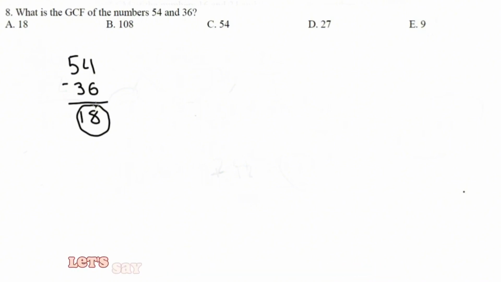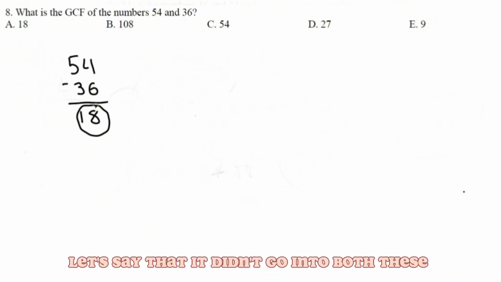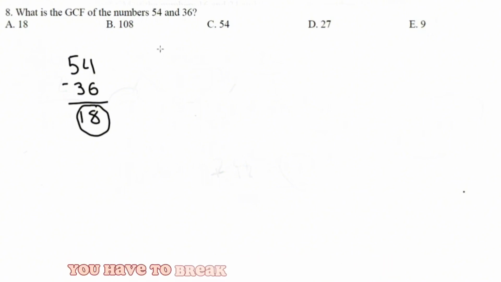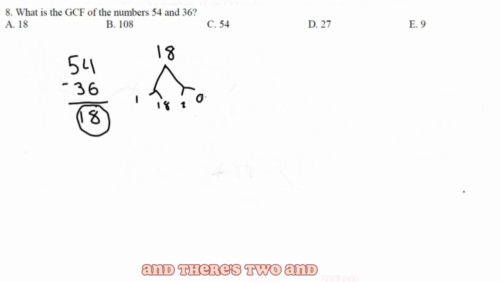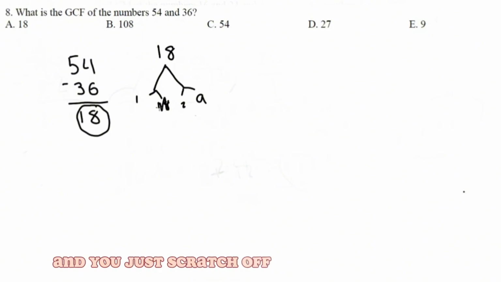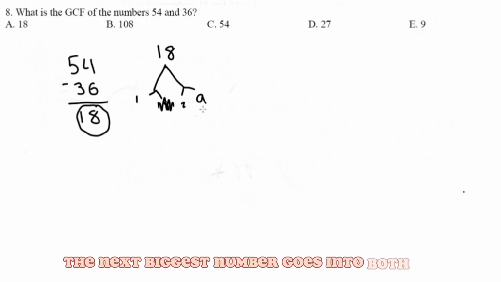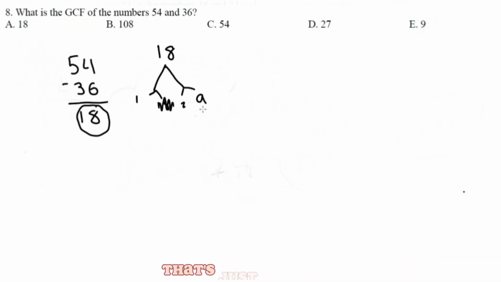However, let's say that it didn't go into both these numbers. What you would have to do is break it down into its factors. So we take 18, and you would break it down. So there's 1 and 18, and there's 2 and 9. And you just scratch off the biggest number until the next biggest number goes into both of these numbers. But in this case, that's just 18.